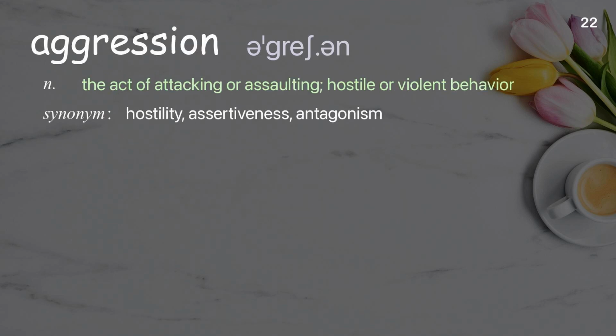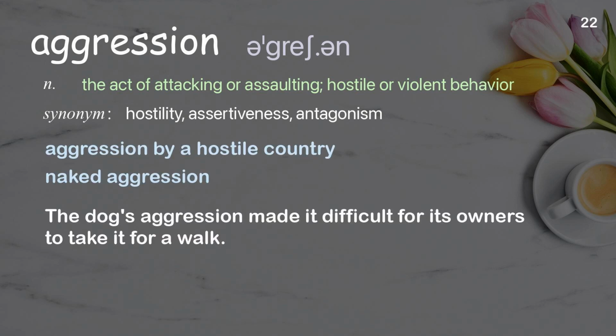Aggression. The act of attacking or assaulting, hostile or violent behavior. Examples: Aggression by a hostile country. Naked aggression. The dog's aggression made it difficult for its owners to take it for a walk.